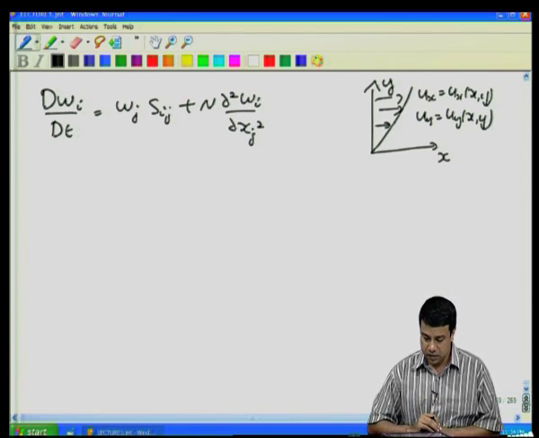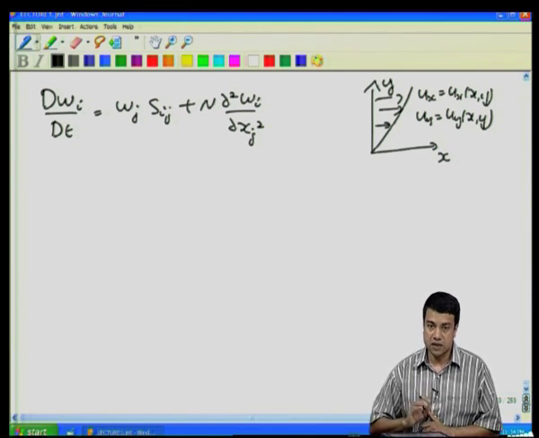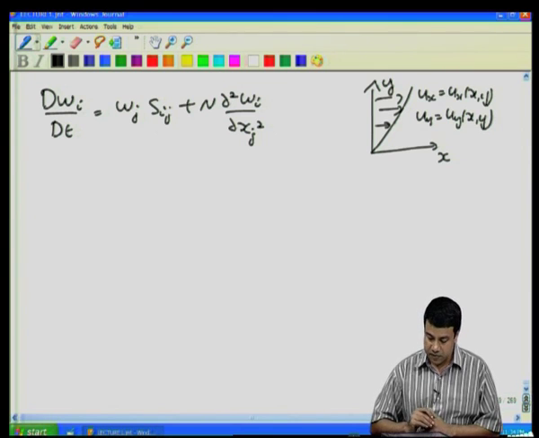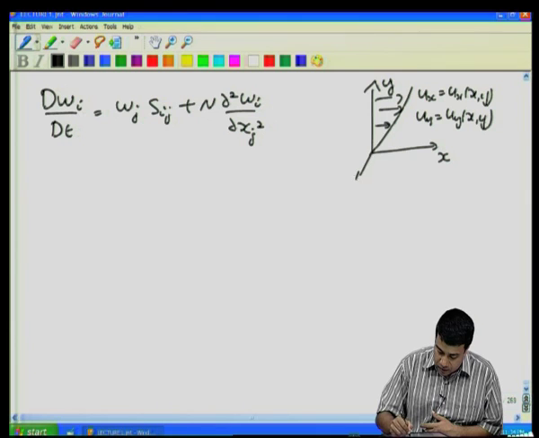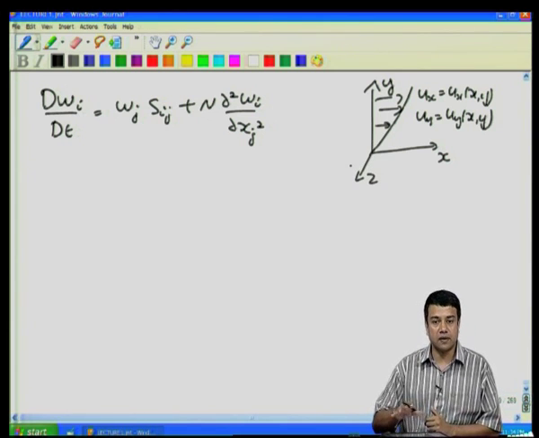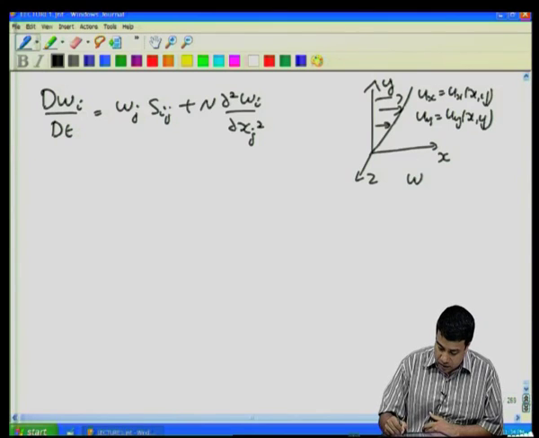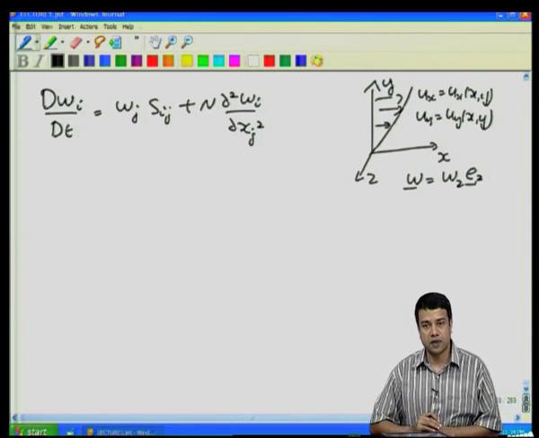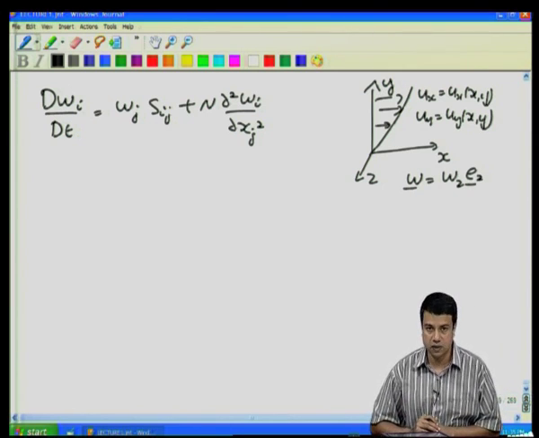So, in that case, it is clear that the vorticity vector, which is the curl of the velocity, has to be perpendicular to the velocity vector. The velocity vectors are all in the plane of the flow. That means that the vorticity vector can be only perpendicular to the plane of the flow. That means the omega vector has only one component, which is in the z direction. The velocities are in the x and y directions. The vorticity is only in the z direction.